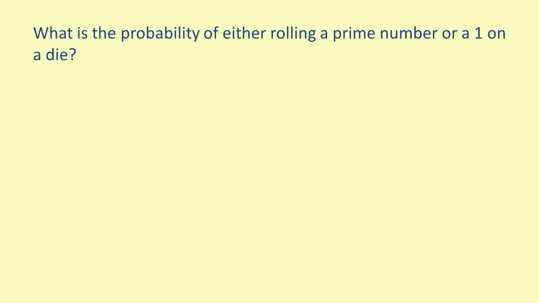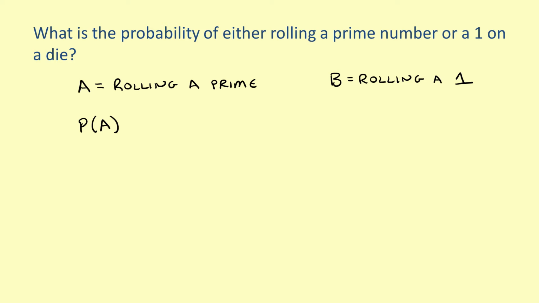Let's return to our die example. What is the probability of either rolling a prime number or a 1 on a die? In this example, let A be the event of rolling a prime number, and let B be the event of rolling a 1. There are three prime numbers on a six-sided die: 2, 3, and 5. So, the probability of rolling a prime number is 3 over 6, or 1 over 2.